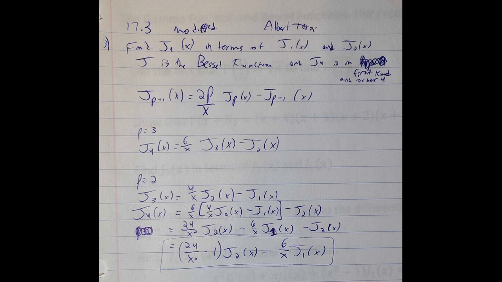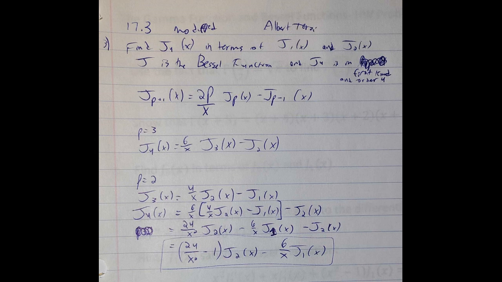So you see that J_{p+1}(x) equals 2p over x times J_p(x) minus J_{p-1}(x). And if we need to get J4 in terms of J1 and J2, we know that we need to do it twice, because from any order that we start with, we only go down 2, from p plus 1 down to p minus 1. So we have to do it twice.